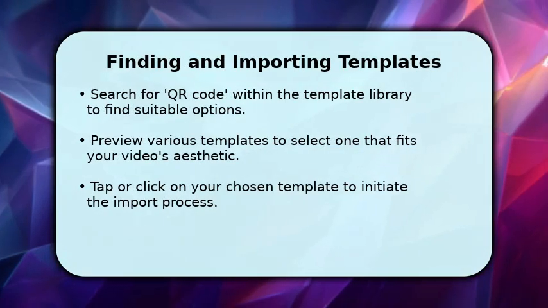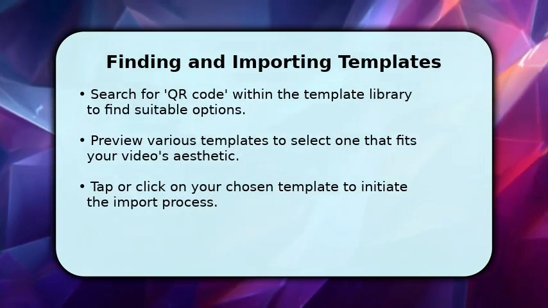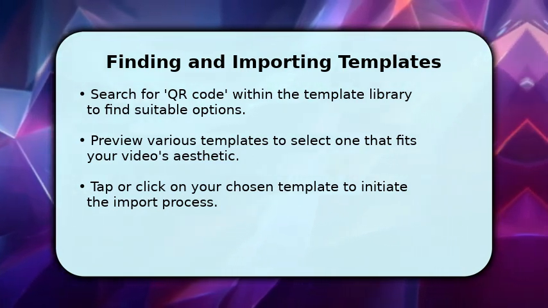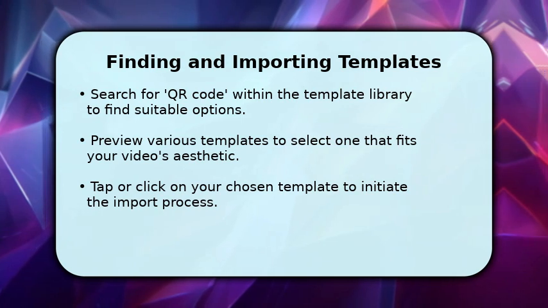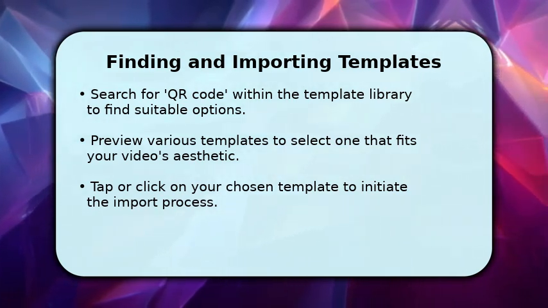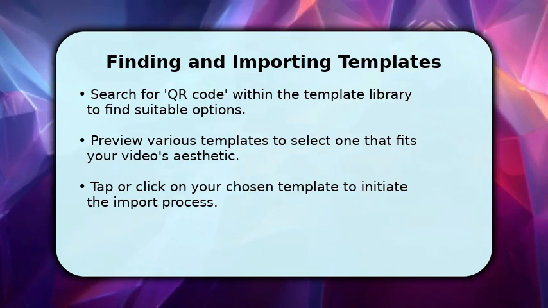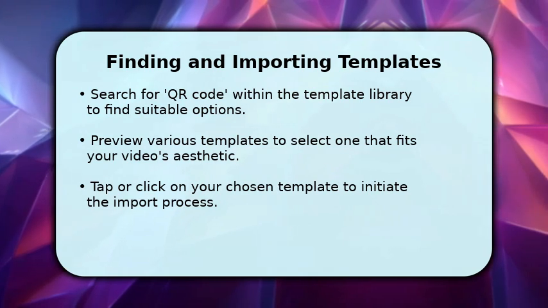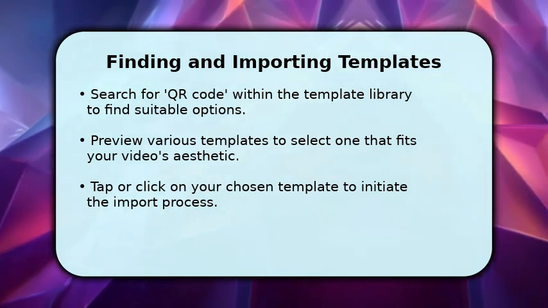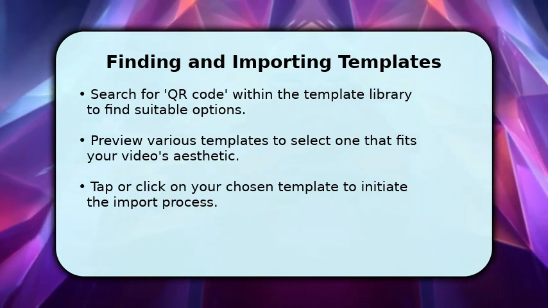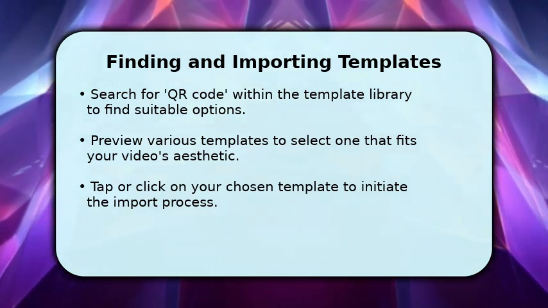Now, let's find and import your desired QR code template. Once in the Templates section, use the search bar and type QR code to filter the results. You'll see many creative options, so take a moment to preview a few to ensure it matches your video's style. After selecting your favorite, simply tap or click on it. Capcut will then automatically add this template to your project's timeline, usually as an overlay or a separate track, making it super convenient to start editing right away.